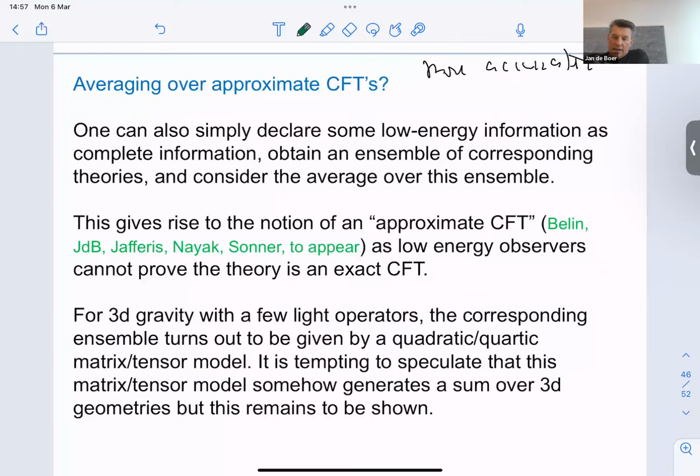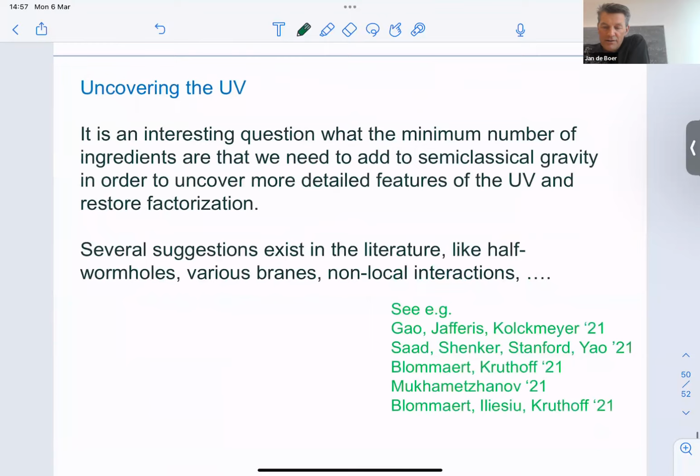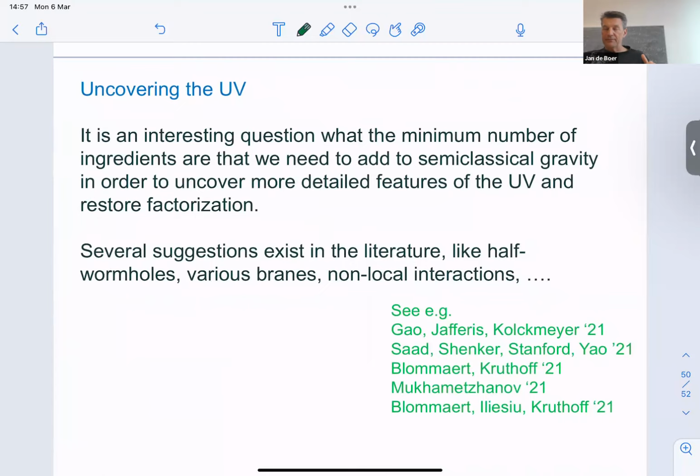And this I will unfortunately skip. And this is also something I already told you, that I suspect that if you want to restore factorization, my guess is that all these wormholes are unstable. But it remains a very interesting open question.